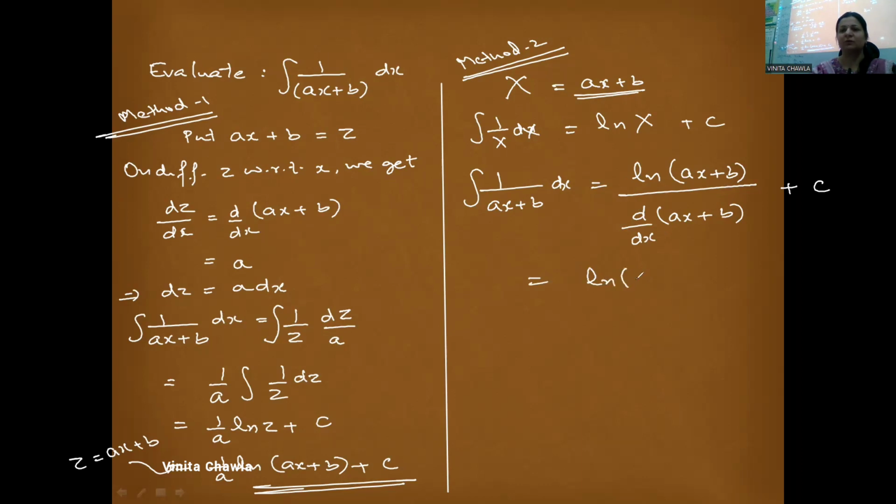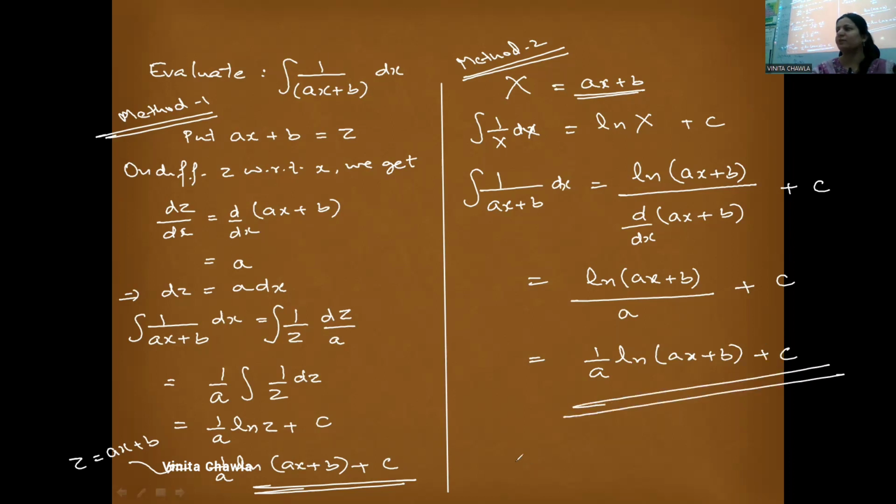Now what will we get? ln ax plus b. In the denominator, when you differentiate ax with respect to x, you will get a. On differentiating b with respect to x, you will get nothing, 0. So are we getting the same answer? We are getting the same answer, right? Any doubt?